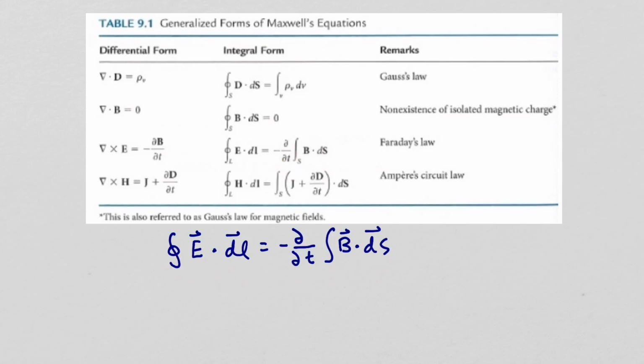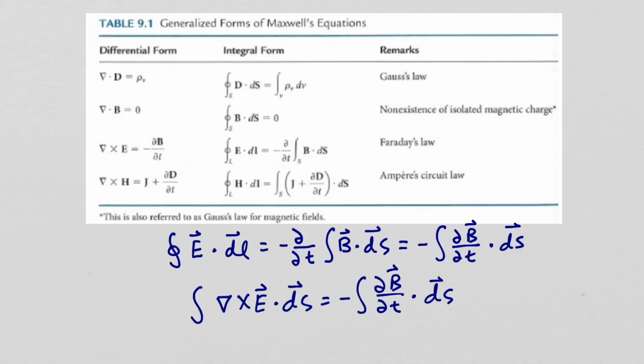If the surface that you're integrating over is not changing with respect to time, we can move this partial with respect to time into the integrand. So on the right-hand side, it becomes minus the integral of the partial of B with respect to time dot ds. I am now going to use Stokes' theorem to rewrite this integration.